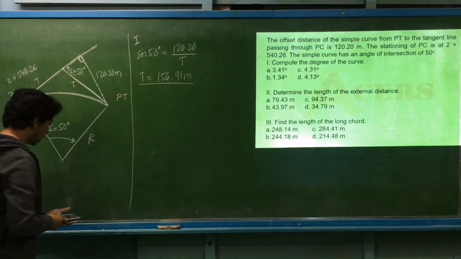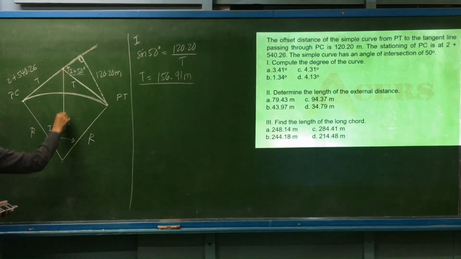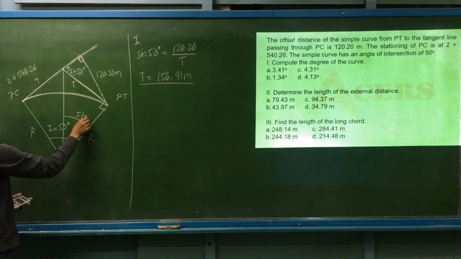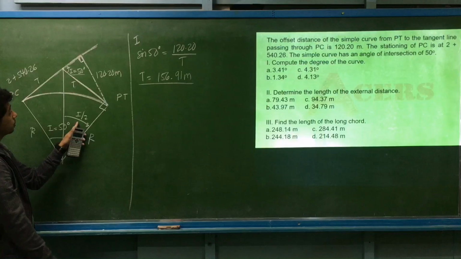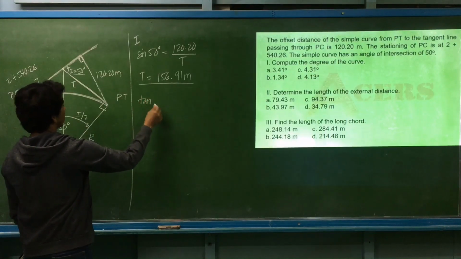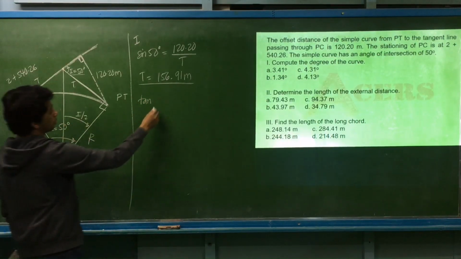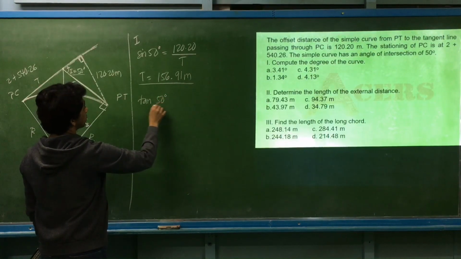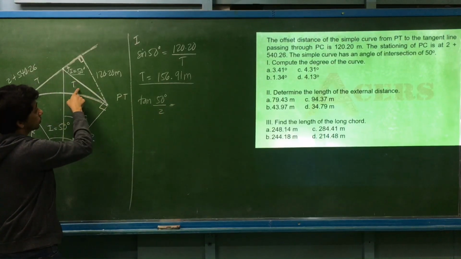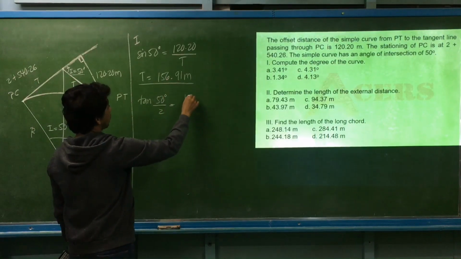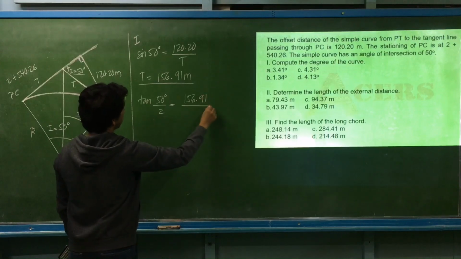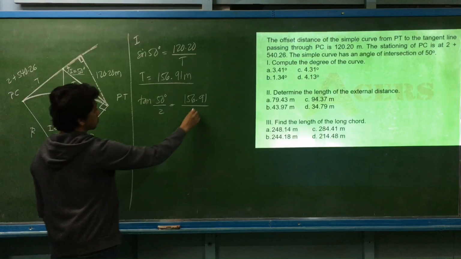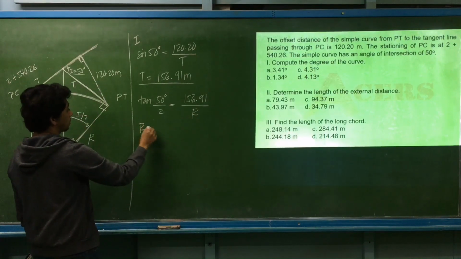156.91. Kung meron na tayong tangent, makuha natin yung radius. So again, this is 90 degrees. Okay, this is I over 2. What function? So this is tangent. Tangent of I over 2, that is 50 degrees over 2, equal to opposite, yung tangent na nakuha natin, 156.91 divided by the adjacent side, the radius. So kunin natin yung radius ng simple curve.